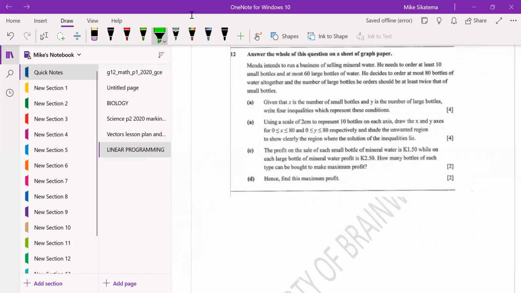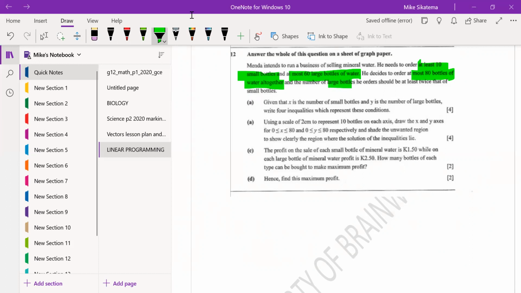He needs to order at least 10 small bottles. So now you know when they say at least, it's either equal to 10 or greater than 10. And at most 60 large bottles. So at most, meaning the highest number of large bottles has to be 60 or less. He decides to order at most 80 bottles of water altogether. So large bottles plus small bottles should not exceed 80 bottles. So you can see that that's already a less than inequality.